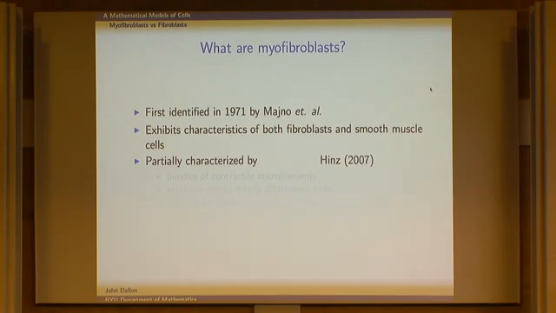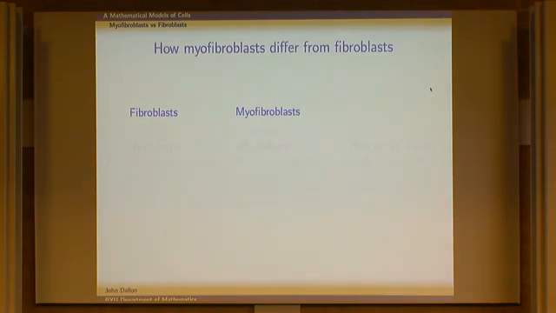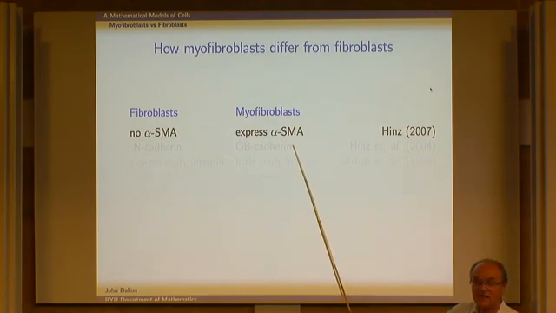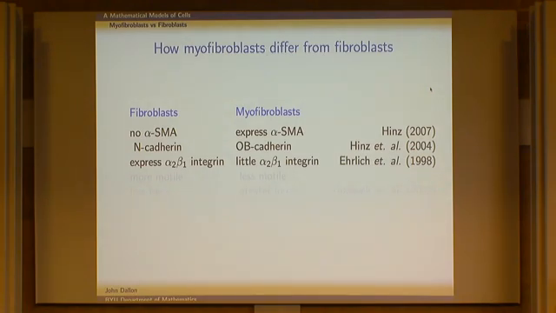Myofibroblasts are characterized by bundles of contractile microfilaments, extensive cell-to-matrix attachment sites, and intercellular adherens and gap junctions. But functionally, it's really this one: if you have a fibroblast which exhibits alpha smooth muscle actin, then they call it a myofibroblast. And then there are these other differences too. They have different cadherins, they have different integrins. Cadherins are how cells typically interact with other cells. Integrins are typically how cells interact with the extracellular matrix. Fibroblasts are more motile than myofibroblasts, and fibroblasts produce less force, and myofibroblasts produce greater forces.